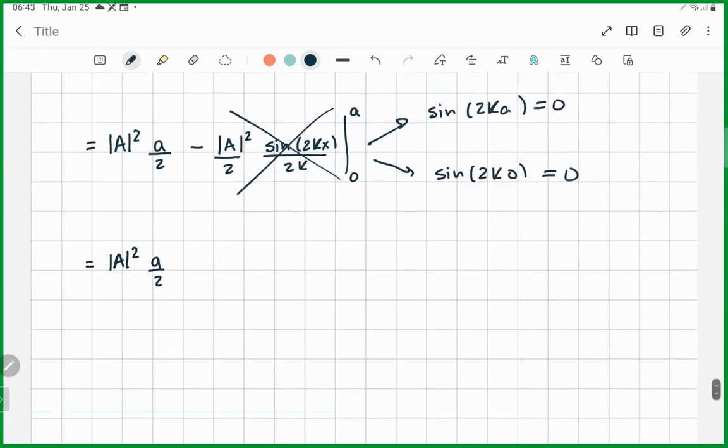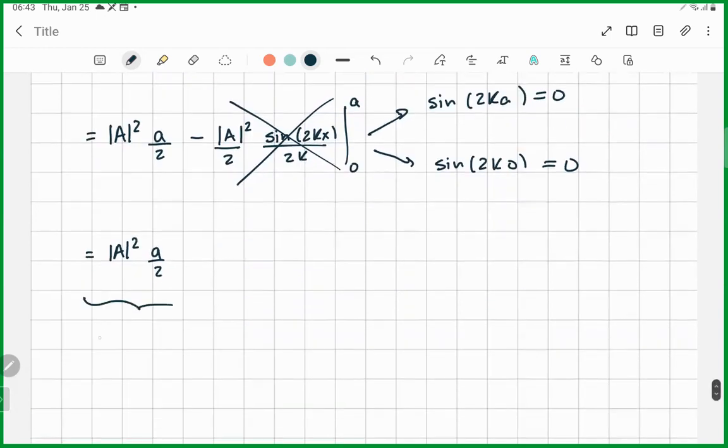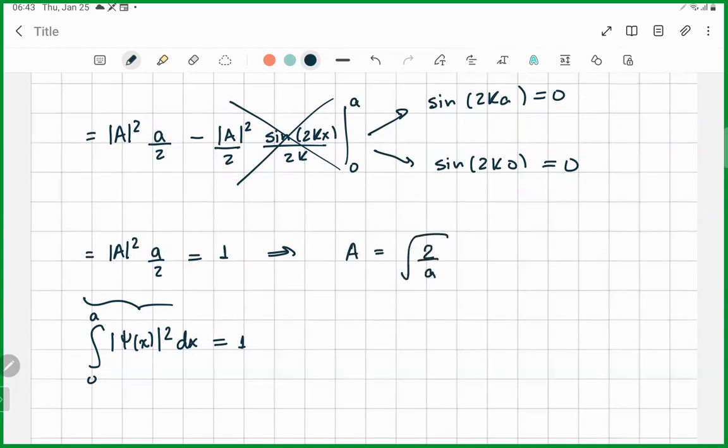Remember what this was, right? This is the normalization procedure. We were trying to solve this part, and we wanted to guarantee that this was equal to 1. So we find that the big A is the square root of 2 divided by a. Perfect. So now we have our wave function.